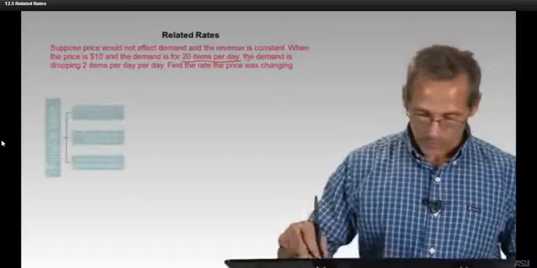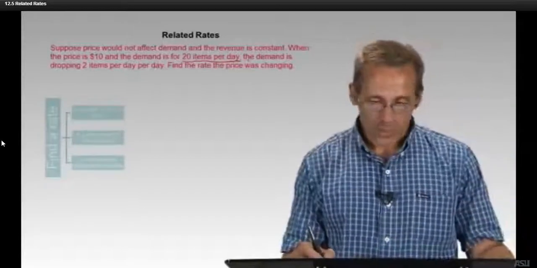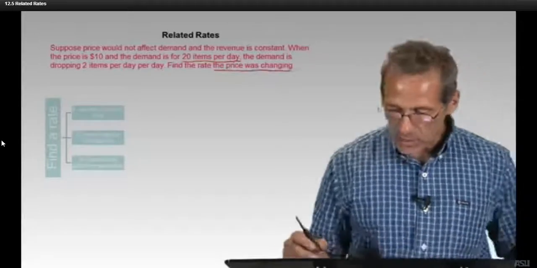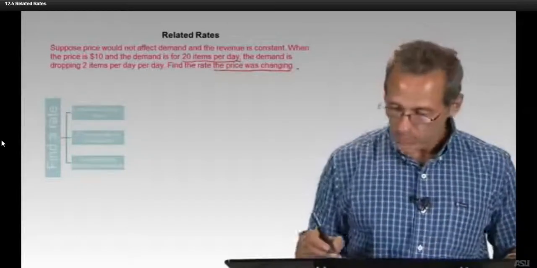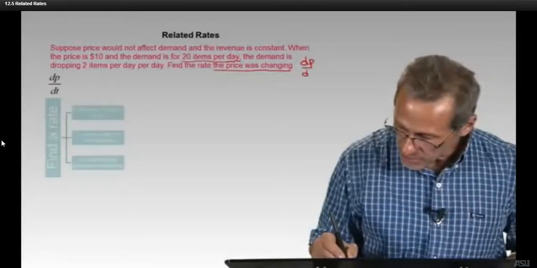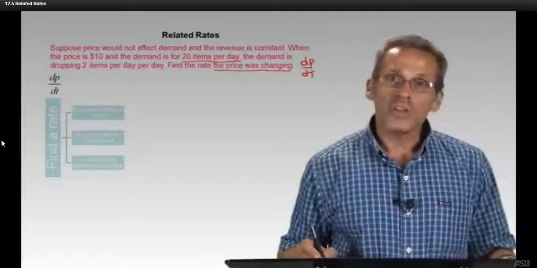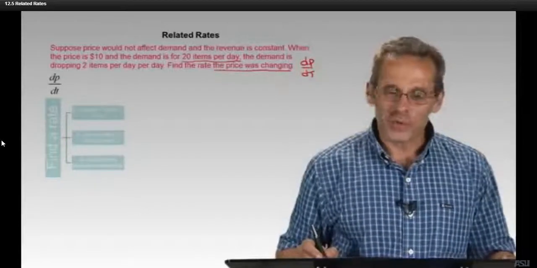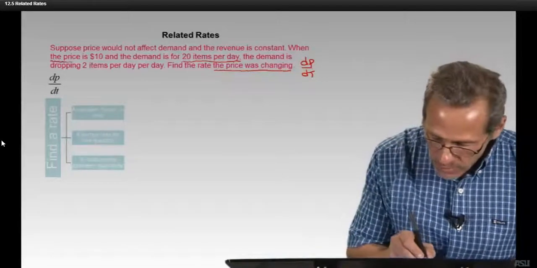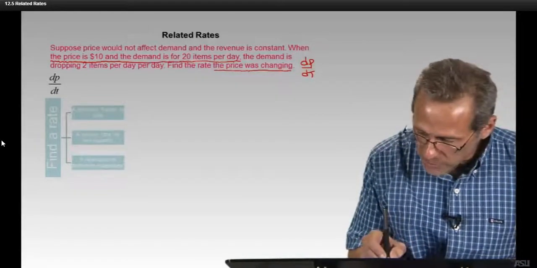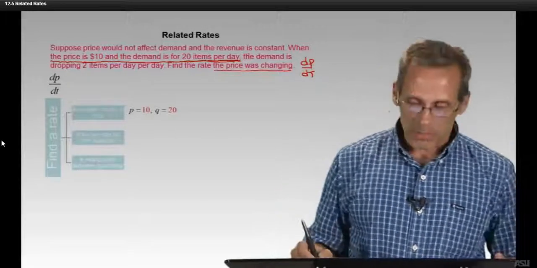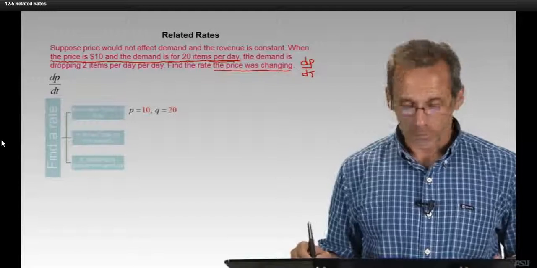Returning to our rubric, we want to find a rate. Well, what rate are we charged with finding? We would like to find the rate the price is changing. So we are looking for dP dt. We are freezing a moment in time. How do we do that? Price and demand will vary, but we're freezing the moment in time when the price is 10 and the demand is 20 items per day.